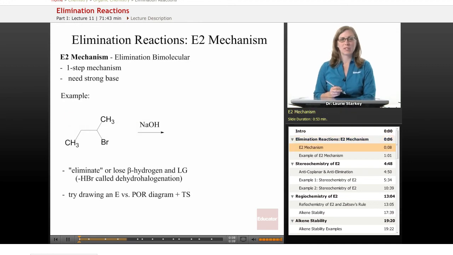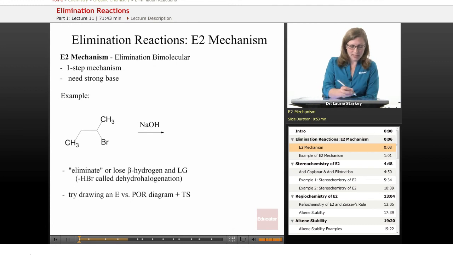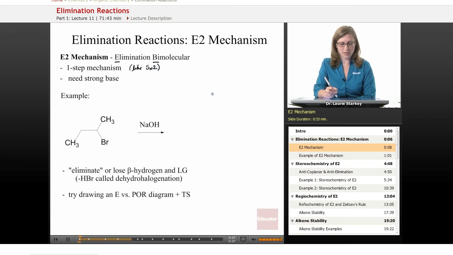The first reaction we'll study is called an E2 reaction, or E2 mechanism. The name comes from the fact that it's an elimination reaction and it is bimolecular. It is a one-step mechanism, very similar to the SN2. The other mechanism we saw that was a single step was also bimolecular, and that has the same 2 that the E2 has: the SN2 backside attack substitution reaction.